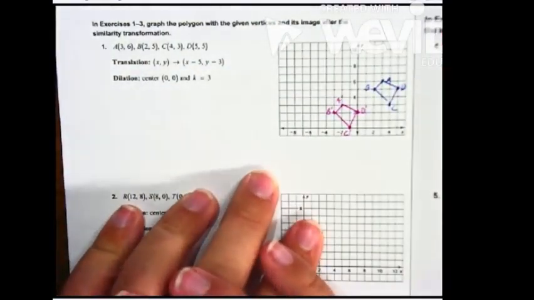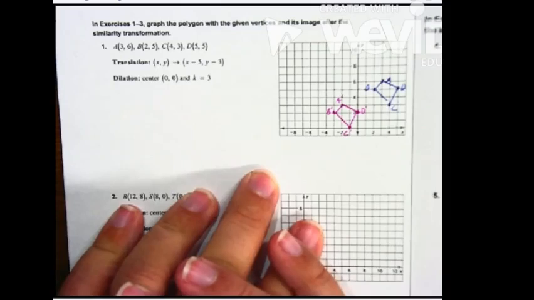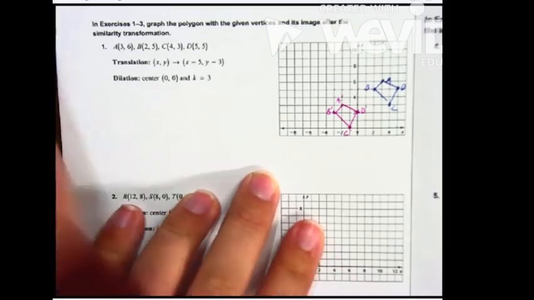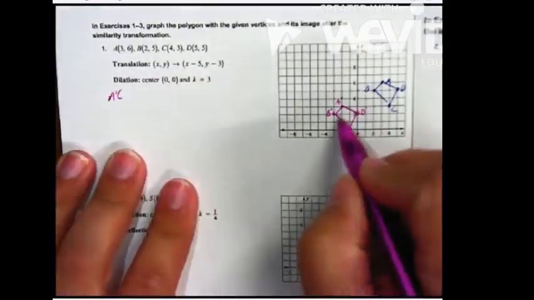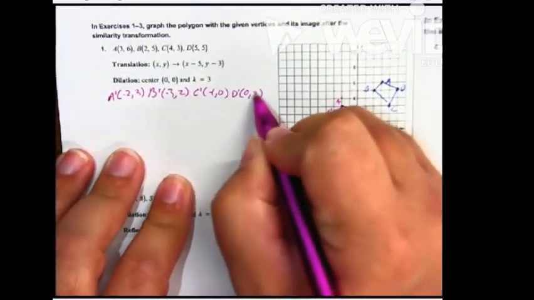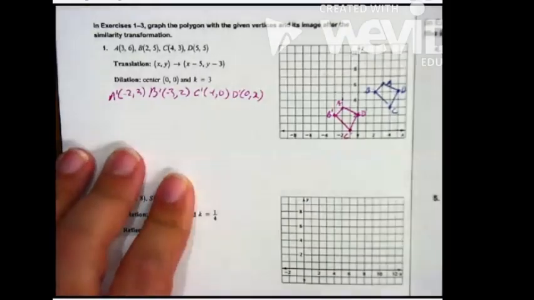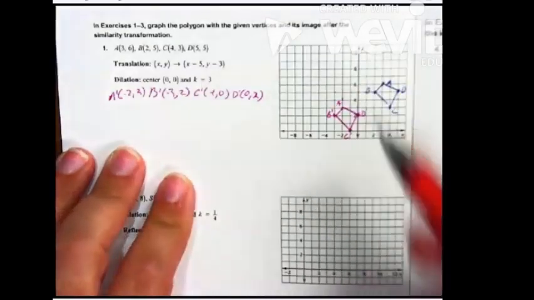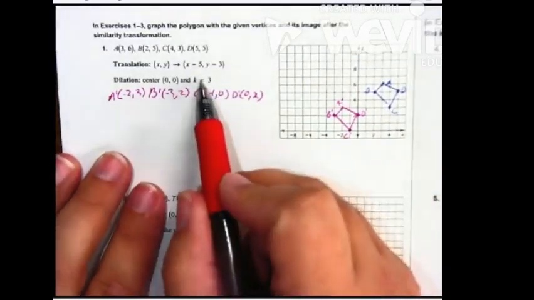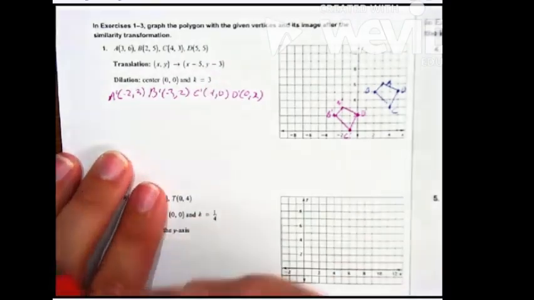Now, this one's a little bit more difficult. Here we want a dilation centered at 0, 0, where k is 3. Remember, k is the scale factor. But it's still not too bad because the center is 0, 0. So all we have to do is multiply all of our coordinates by 3. Let's write down our coordinates. Personally, I find it easier to do dilations from the coordinates, not from the graph. So all I have to do is take all of these points and multiply them by 3.